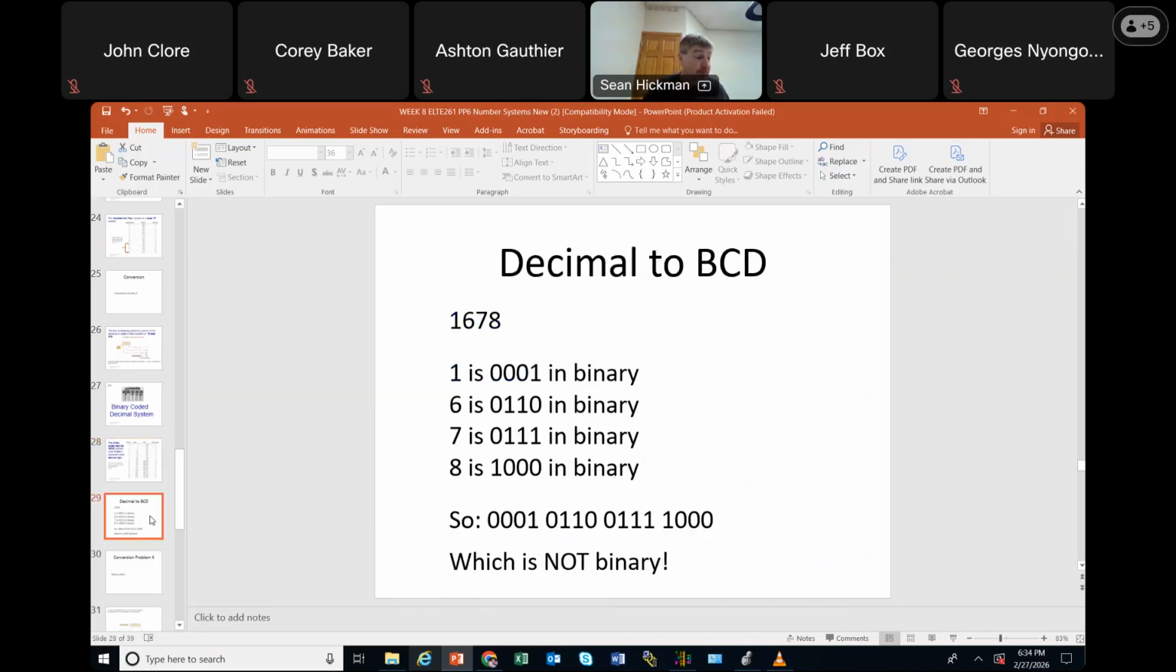And we got some examples here. 1678. So the 1 is 0001 in binary because there's a 1 right there. How about the 6? No 1s. I got a 2 and I got a 4. 4 plus 2 is 6. My 7 is 1 plus 2 plus 4. And my 8 is just an 8. So just put them all together. 0001 is the 1, 0110 is 6, 0111 is 7. And so that becomes my binary coded decimal, where this is the 1, this is the 6, this is the 7, and this is the 8.